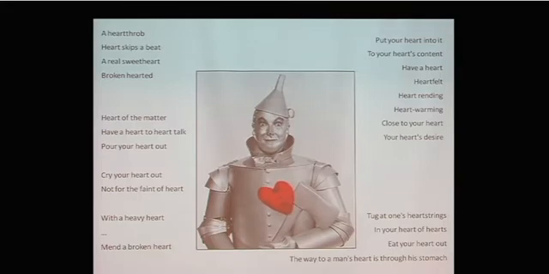And then the way to a man's heart is through his stomach? That's just wrong. So I'll try to prove that to you as we move along.